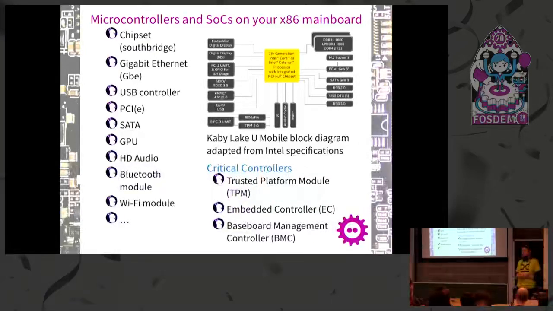And this controller can also be connected to your keyboard and mouse. Sometimes it's even a dedicated chip. It can be connected to your TPM or a fingerprint sensor or whatever, and also basically to everything else. There is also related work, but more on that later.